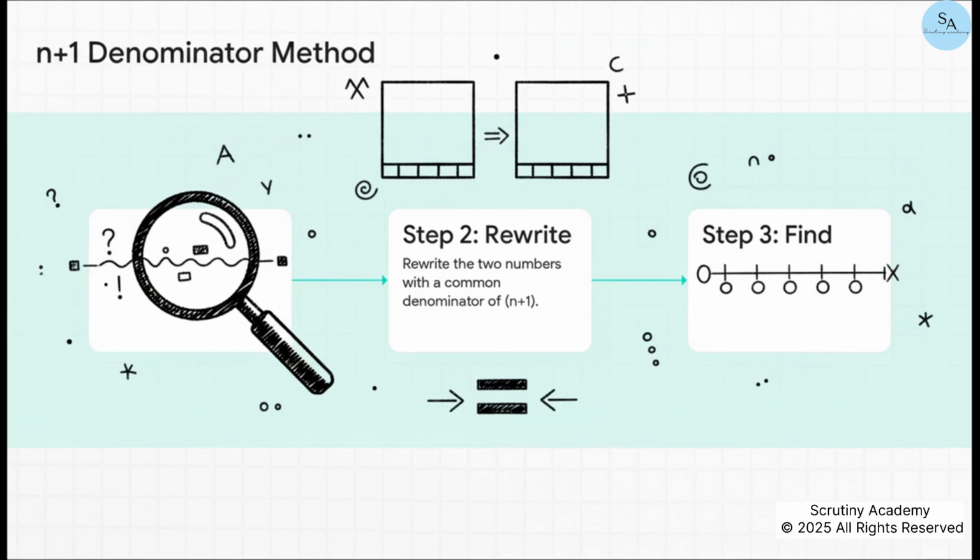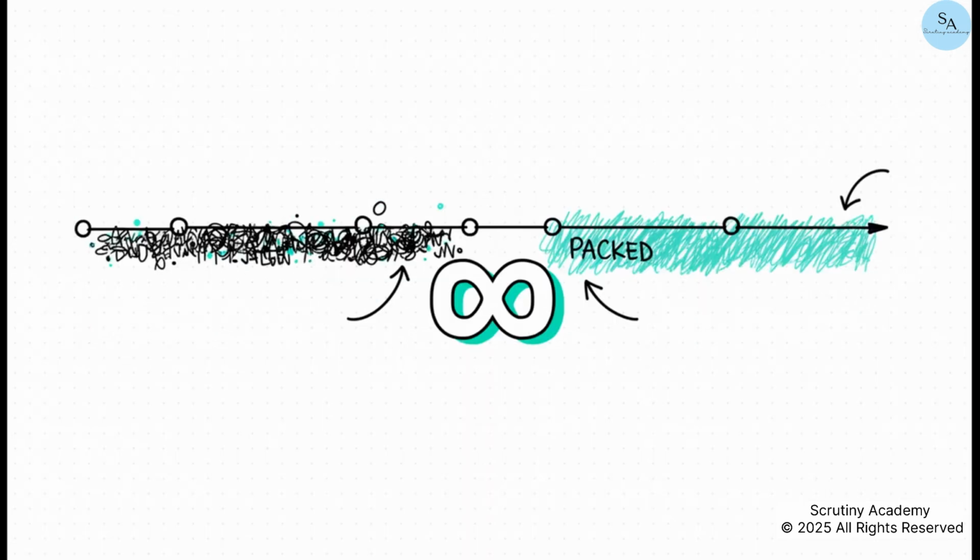5 numbers, just like that. So here's the big takeaway. This is absolutely crucial. Between any two rational numbers you can possibly name, no matter how ridiculously close they are, there are still an infinite number of other rational numbers. It just seems like the number line has to be completely jam-packed.